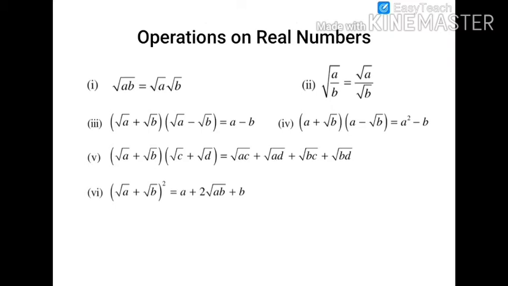Next, in the chapter, we learned how to add, subtract, multiply, divide expressions containing real numbers using the rules that are listed over here. So, root a b equal to root a into root b. What does this mean? If we have root 2 into root 3, then we can multiply these two numbers and write it as root 6. But if we have root 2 plus root 3, you cannot add them.